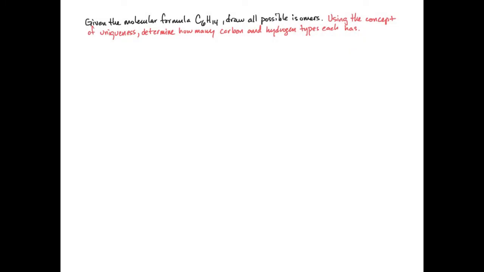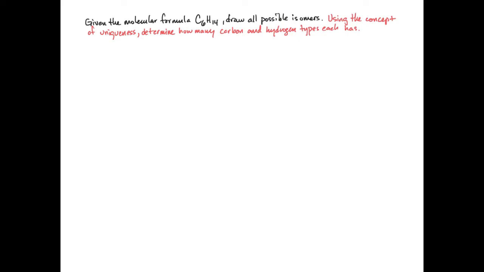In this Organic Chemistry 1 screencast, we're going to look at the following prompt. Given the molecular formula of C6H14, draw all the possible constitutional isomers. Then we're going to use the concept of uniqueness to determine how many carbon and hydrogen types there are in each of them. Along the way, we'll also use some fundamental nomenclature rules to name each isomer as well.